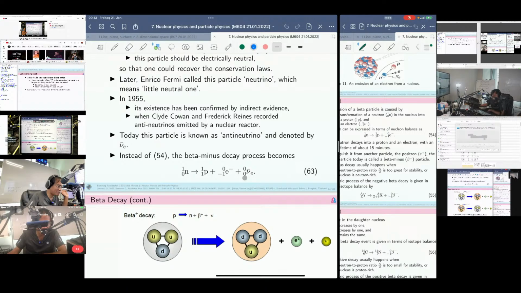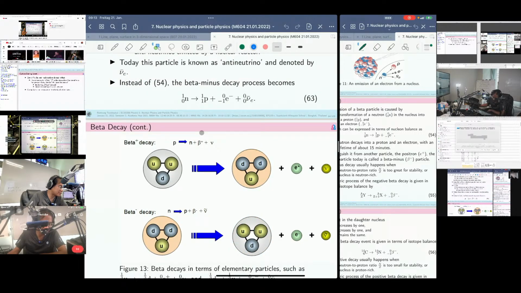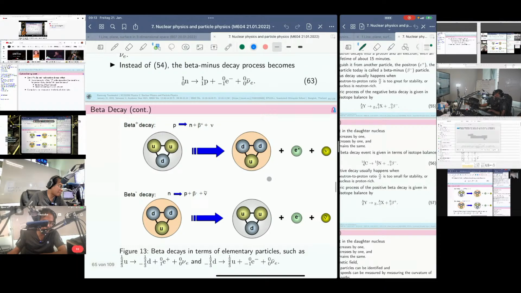Once you know that there is a missing particle in the beta plus decay process, we can summarize it in a picture like this. Let's take a look first at the beta plus decay. You have the proton. Proton is made of 3 quarks, right? If you can still remember the story in the previous chapter, proton consists of 3 quarks: 2 up quarks and 1 down quark.